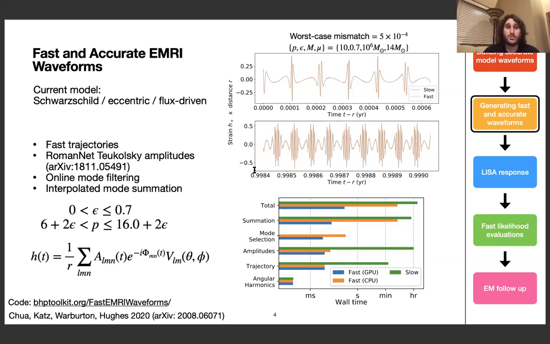So we start with fast trajectories. This is a large stepping adaptive integrator that will resemble something like the near identity transform in the future once we have self-force trajectories.